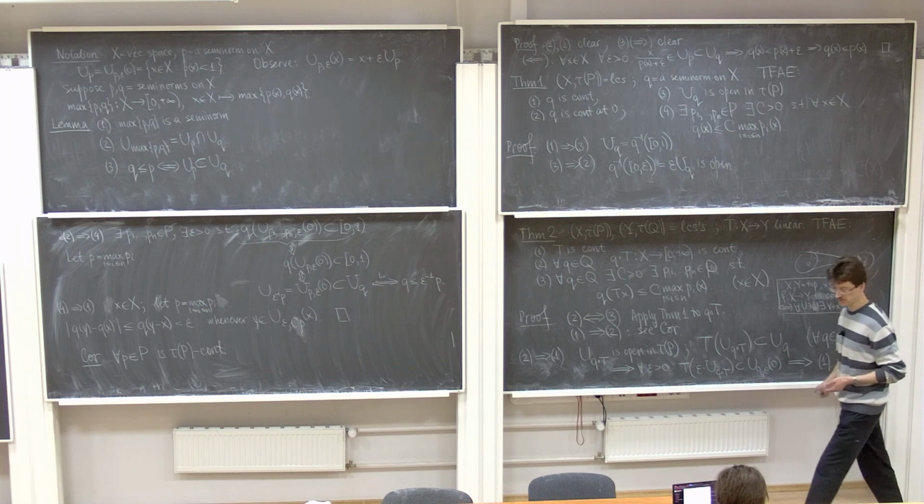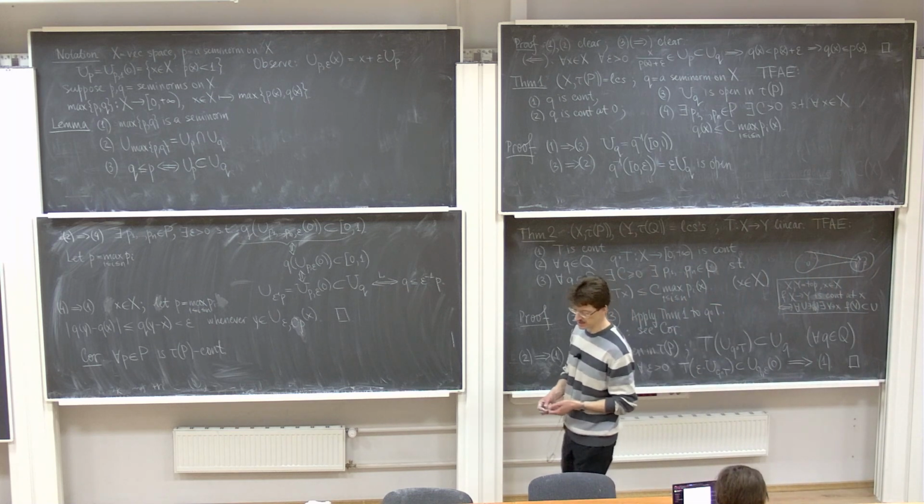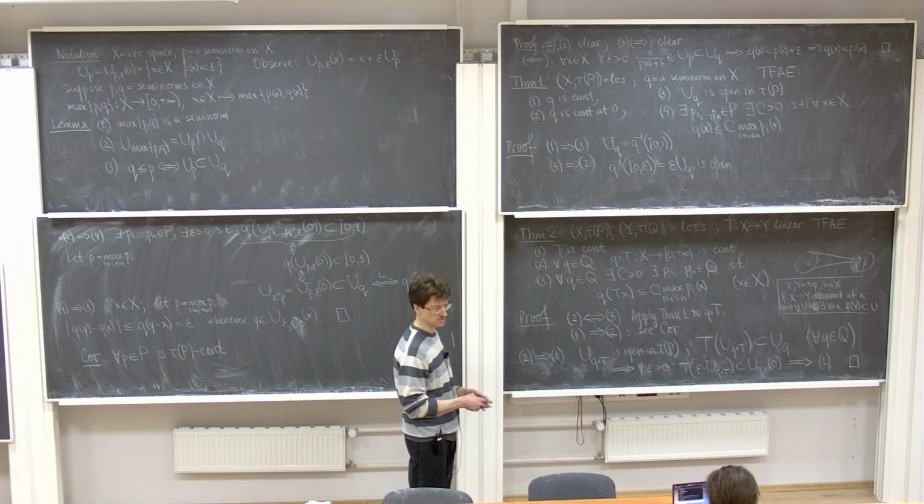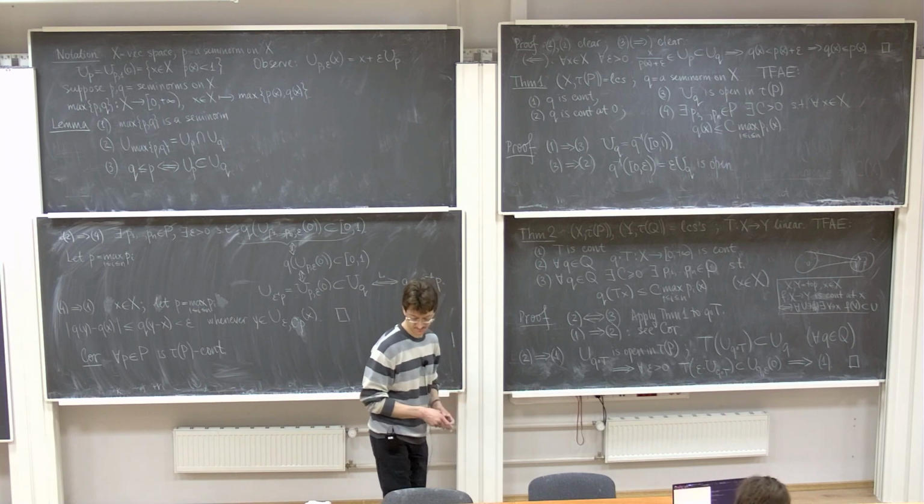Okay, so that's all for today. At the next lecture, we apply this result to the study of equivalent families of seminorms on the same vector space. And we will understand why locally convex spaces are better than arbitrary topological vector spaces. Thank you.